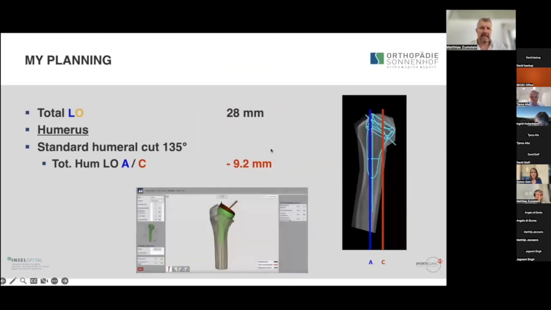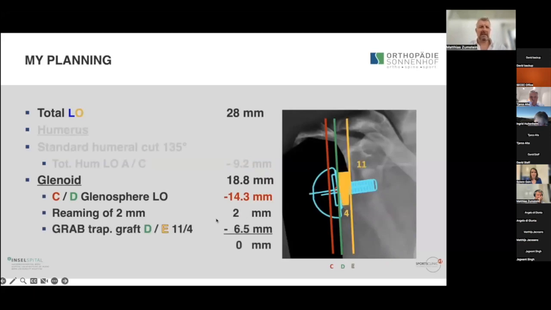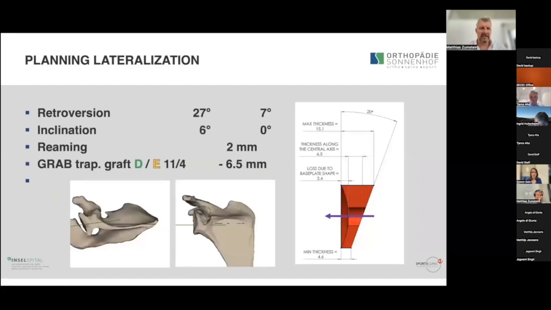So I know 28 is where I have to be at the end. 9.2 is the humeral, 14.3 is the glenoid. So 28 minus 9.2 minus 14.3, and I read 2 millimeters here medially, which needs a trapezoidal graft of 6.5 in order to be exactly at the same position as preoperatively, anatomically, in terms of lateralization.